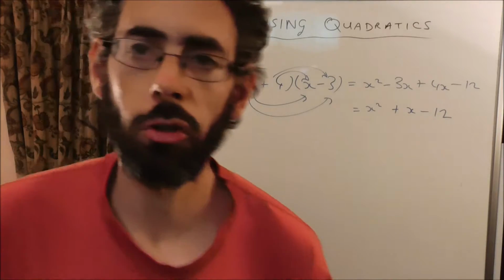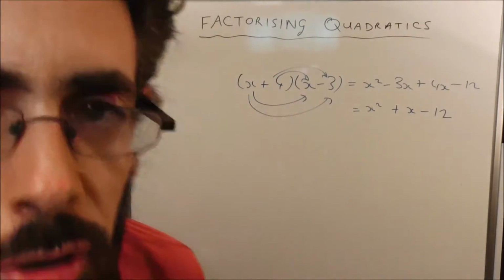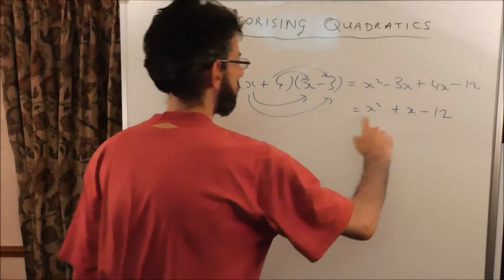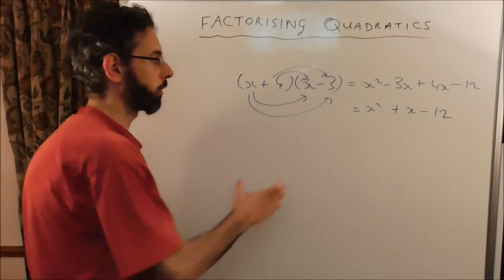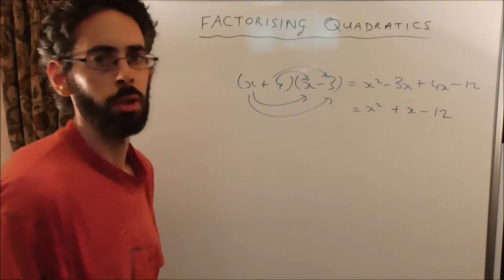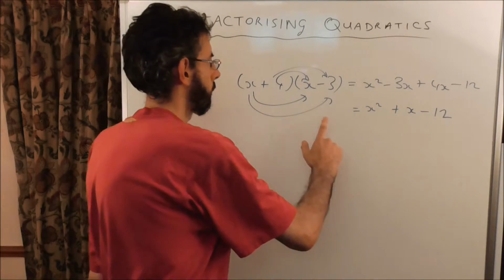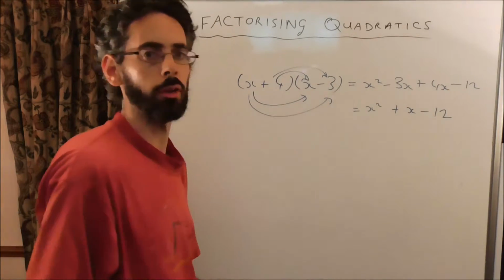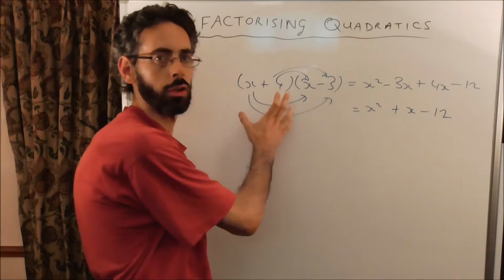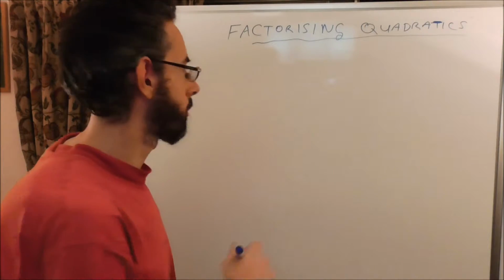What we're going to be doing today is basically the reverse process. We're going to start with an expression like this, and we're going to rewrite it with double brackets. And that's what factorising is. It's just taking an expression and writing it with brackets. So we're going to be doing the opposite process. Right, let's do our first example.